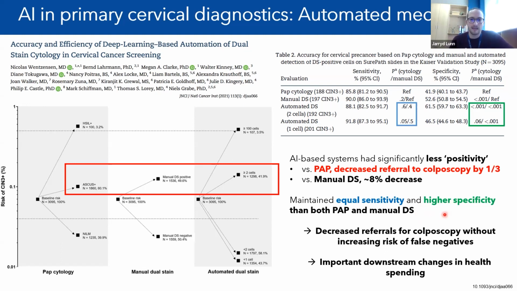What this means is that a system like this, should it be implemented, would decrease the referral to colposcopy, which decreases the cost of colposcopic services, without increasing the risk of false negatives. And so this has such important downstream changes in healthcare spending, and opening up, again, the capacity for wider screening, the capacity for more surgical services, and so on, boiling down to increasing access, increasing equity in healthcare.